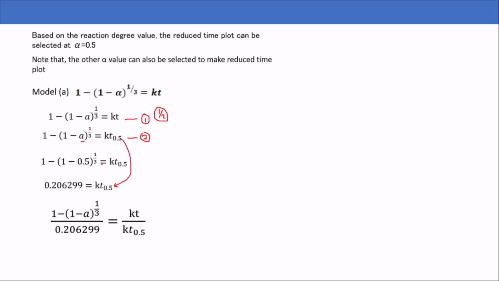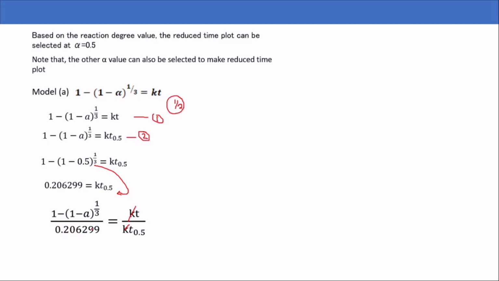Equation 1 will have 1 minus (1 minus alpha) exponent 1 over 3. After putting in the alpha value, we get 0.206299, and then you go on and divide equation 1 by equation 2. When we divide, the k cancels the k, and we get 1 minus (1 minus alpha) exponent 1 over 3, over 0.206299.